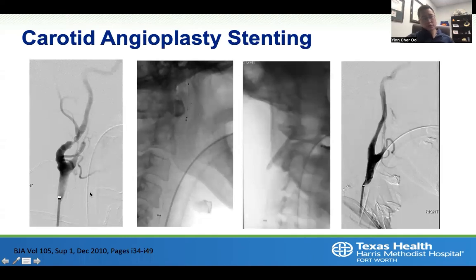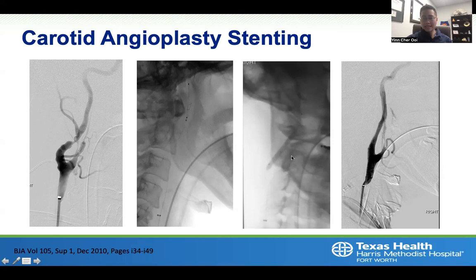These are some intraprocedural images for a right carotid angioplasty stenting for a patient with symptomatic right ICA stenosis. You can see we've parked our long sheath in the distal common carotid artery, and the lesion has to be carefully traversed with the microwire to allow us to deploy the distal embolic protection device. In this case, we use a spider filter.